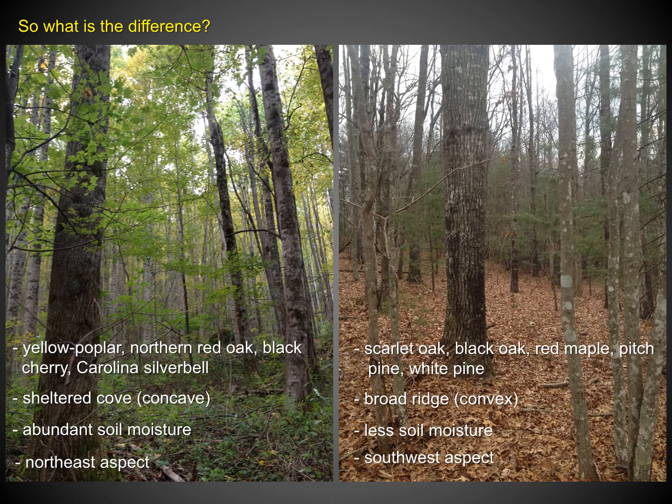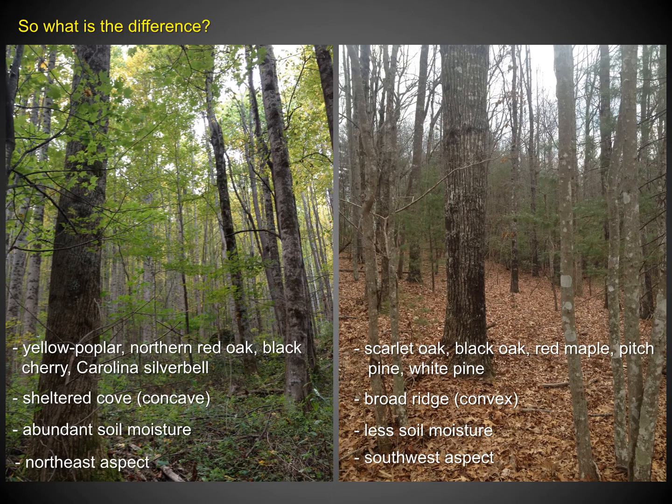Also, it receives less solar radiation and contains deeper soils. Because of these factors, this community supports the growth of tree species like yellow poplar, northern red oak, and Carolina silverbell. In contrast, the Oak Hickory community develops on convex landscape positions. Think about turning that bowl upside down in the forest.